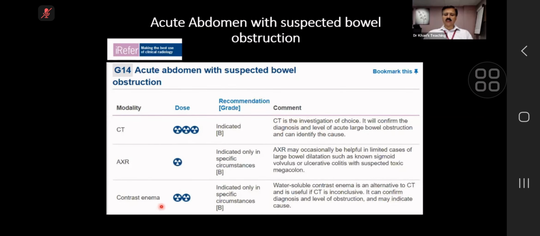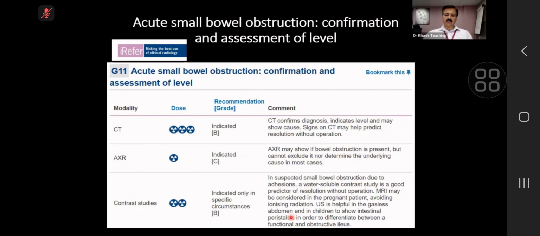What is the role of contrast enema? Water-soluble contrast enema is an alternative if CT is inconclusive. So, of course, water-soluble enema means you are targeting the large bowel there. So, all of this, whatever is written here, I urge you to read carefully, and each line can save you in the exam.